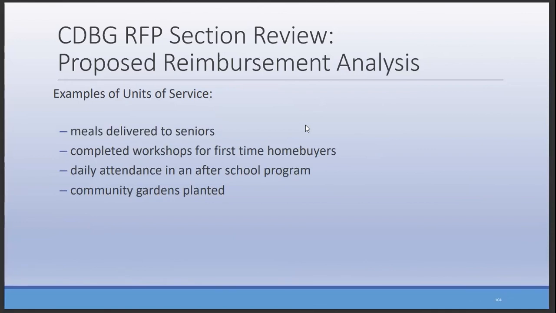Examples of units of service are the following: number of meals delivered to seniors, number of completed workshops for first-time homebuyers, daily attendance in an after-school program, number of community gardens planted.